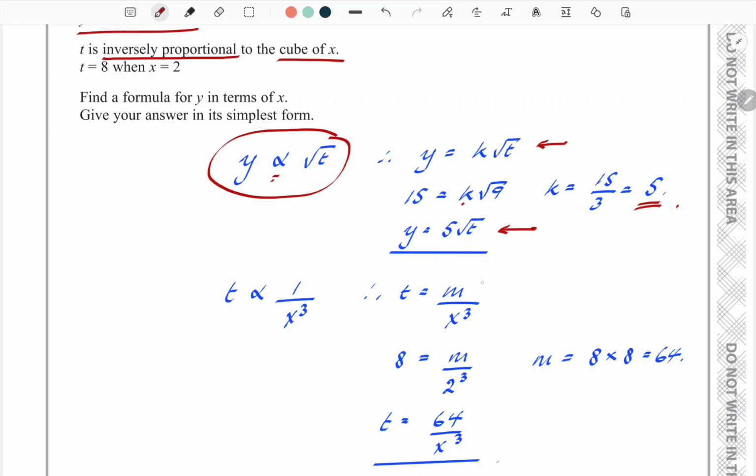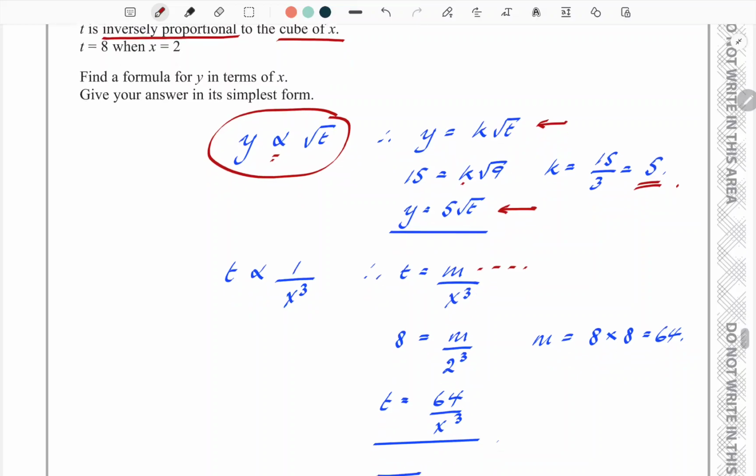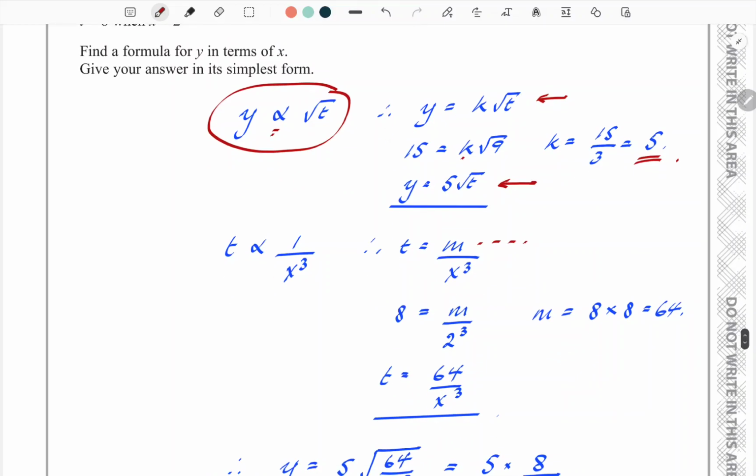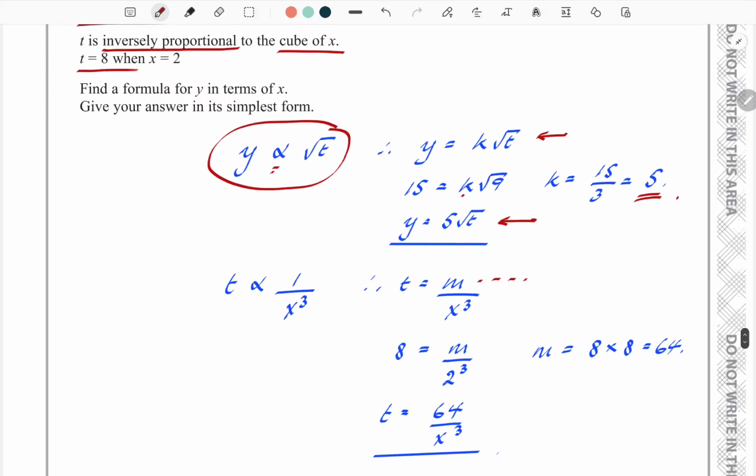And what I've done, instead of using k, which might confuse some people, I've used m as my constant there. All right, so I've said t equals m over x cubed. And you go through the same process again. They've given you some data there. t equals 8 when x equals 2. So 8 equals m over 2 cubed.